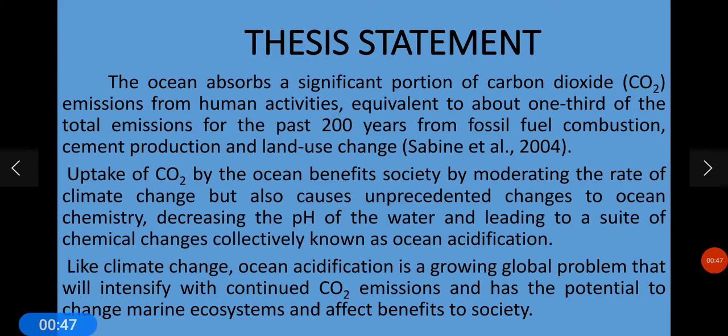changes to ocean chemistry, decreasing the pH of the water and leading to a suite of chemical changes collectively known as ocean acidification. Like climate change, ocean acidification is a growing global problem that will intensify with continued carbon dioxide emissions and has the potential to change marine ecosystems and affect benefits to society.